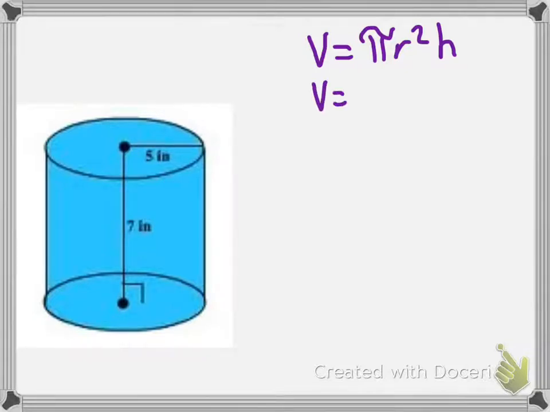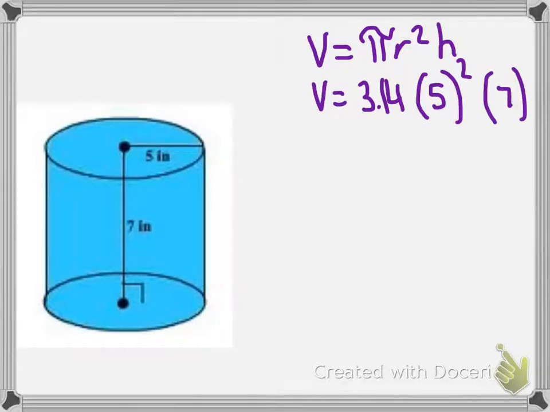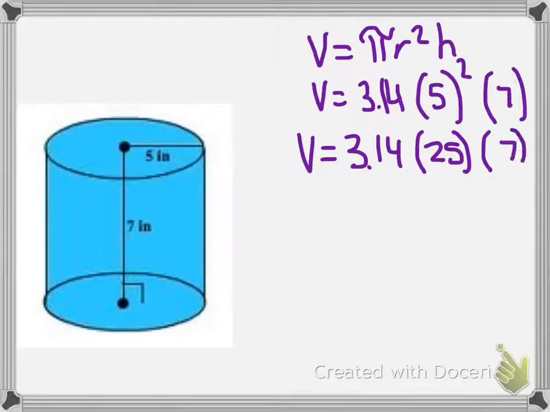So volume equals 3.14 times the radius, which is 5, squared, times the height, which is 7. So volume equals 3.14 times 25 times 7. So volume equals 3.14 times 175.